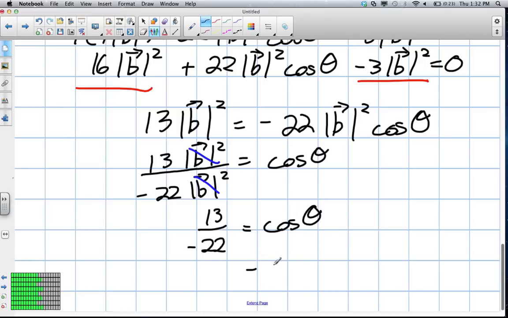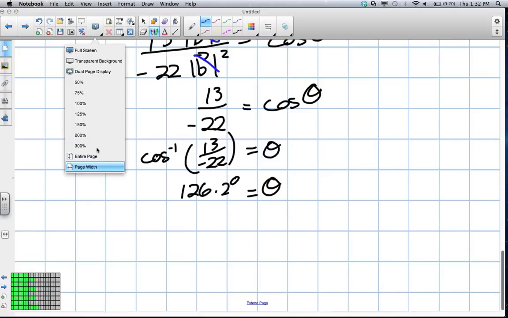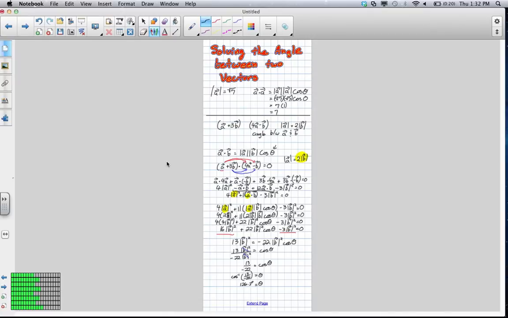Theta is equal to the cos inverse of 13 divided by negative 22. Anyone know what that is? What is it? 126. 126.2 degrees for theta. So, a difficult question. This is a long question in order to solve.